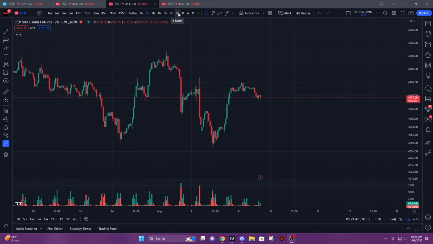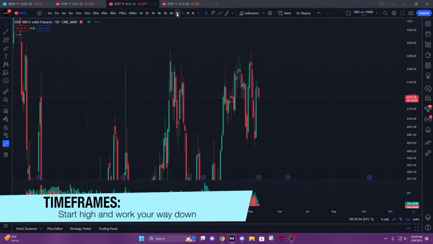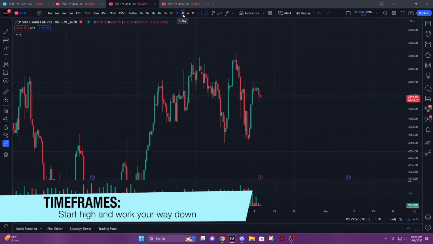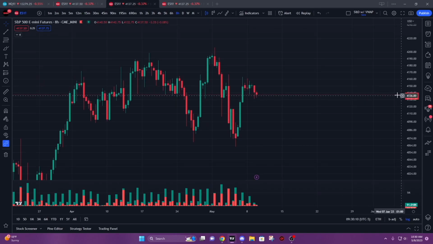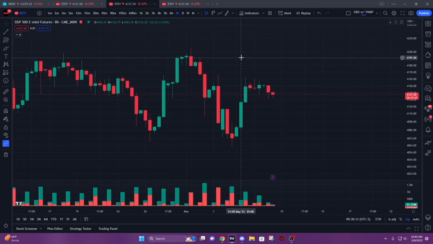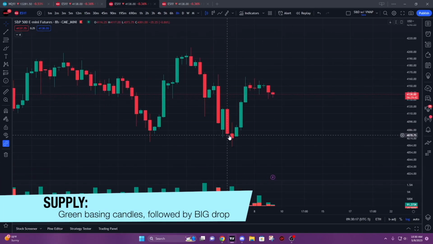Started out, we want to be going high time frame. Okay, you want to be starting out daily, 8-hour time frame. Then we're going to end up working our way down. I like to start on the 8-hour. We find supply zones. We look for green basin candles, followed by a big drop to the downside. And with this drop to the downside, we want to see continuation with the downside move.